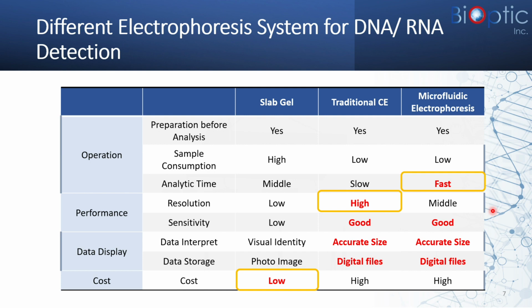We will briefly go through the advantage and the disadvantage of these three systems. Before analysis, users have to take at least 30 minutes to prepare the gel and do the manual loading for the slab gel and the microfluidic electrophoresis. But as we mentioned, the analytic time of the microfluidic chip is very fast, and the traditional CE has high performance, with the high resolution and high sensitivity. Advantage of the slab gel is the cost is pretty low, so everyone can afford the price.